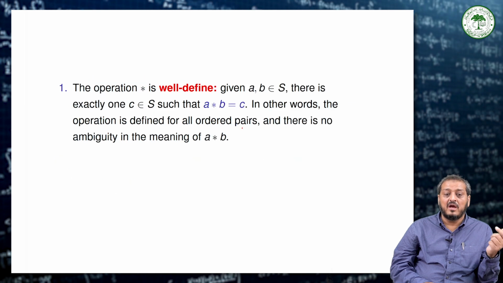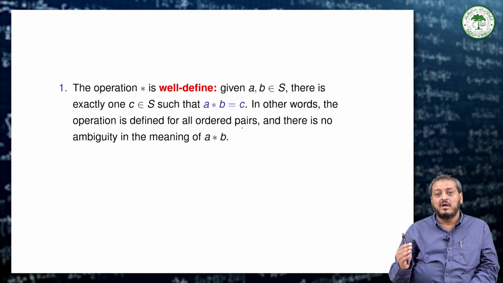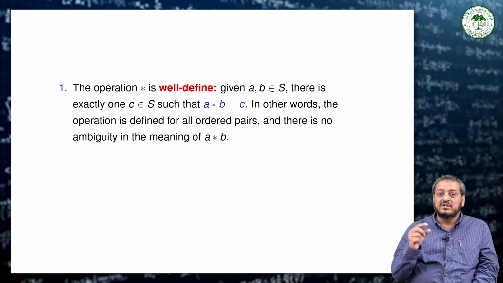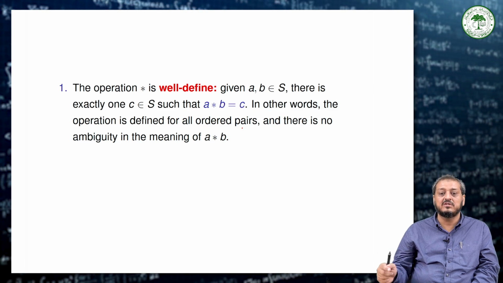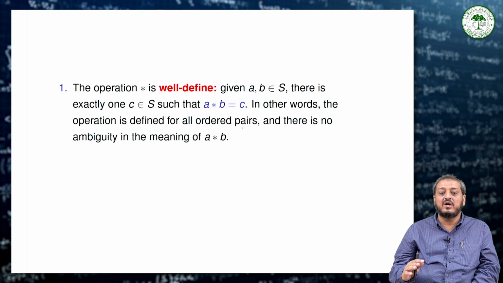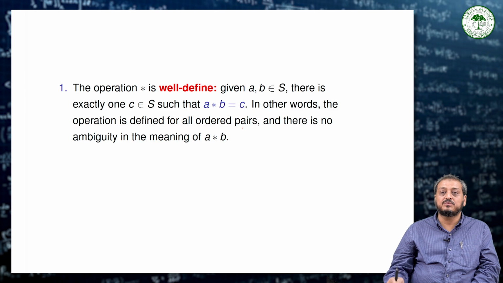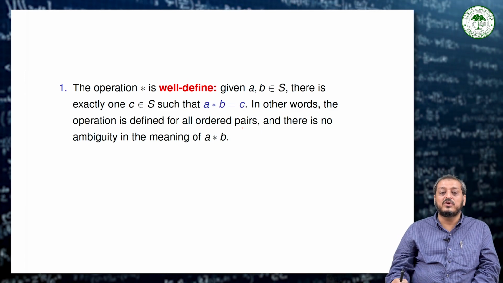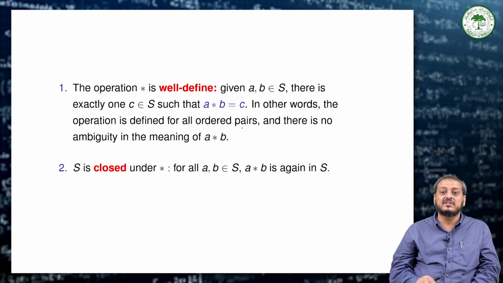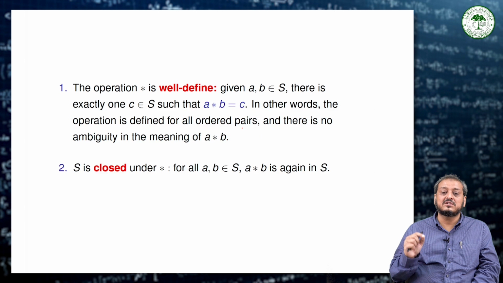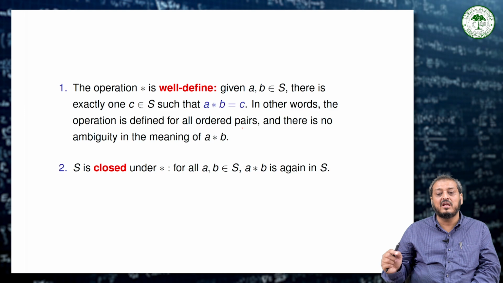First, the operation star is well defined. Well defined means that if a and b are elements of S, there is exactly one unique c belonging to S such that a star b is equal to c. In other words, the operation is defined for all ordered pairs, and there is no ambiguity in the meaning of a star b. The second thing is that S is closed under star: for all a and b belonging to S, a star b is again in S.